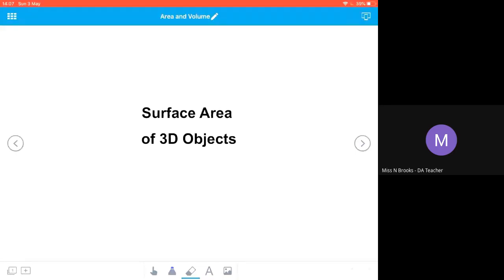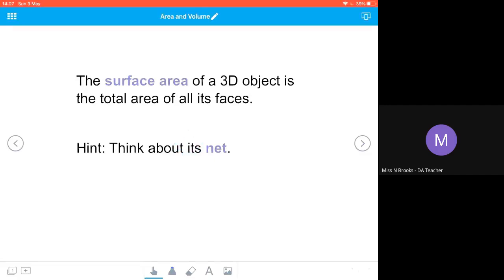So we're going to look at the surface area of 3D objects. And the surface area is the total area of all of the faces of a 3D object. So the hint here is to think about what does the net of this shape look like. So if I was to unfold the shape, what would I be left with?